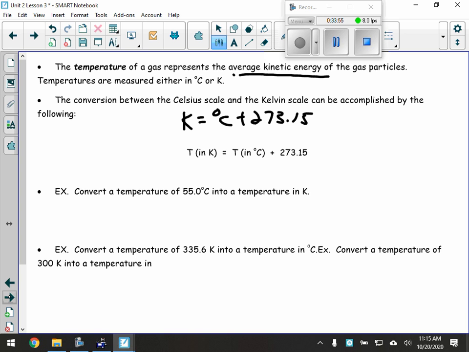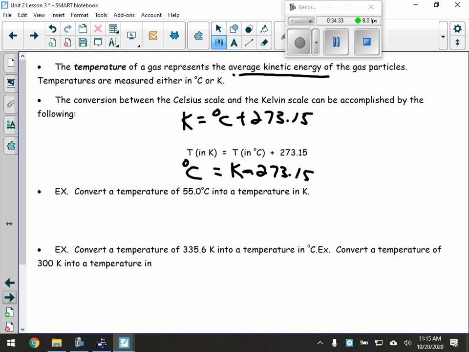If you want to find Celsius, you're going to take the Kelvin and subtract 273.15. They're basically the same formula, by the way. I just rearranged them for the different letters. That's all I did. So again, if you can remember this, if I give you Celsius, you add 273.15. If I give you Kelvin, you subtract 273.15. Or use a formula and figure that out.